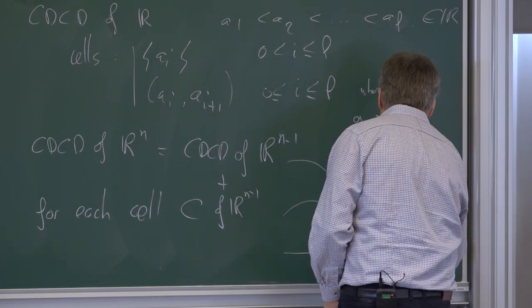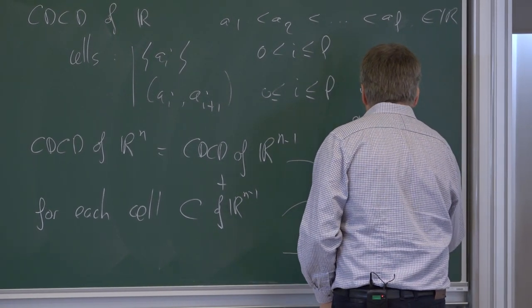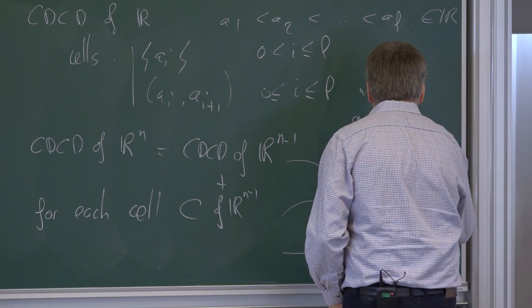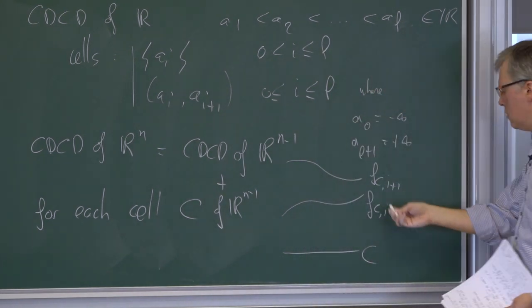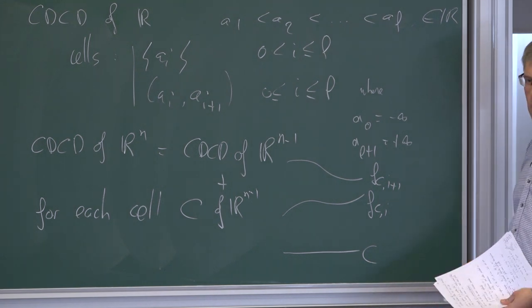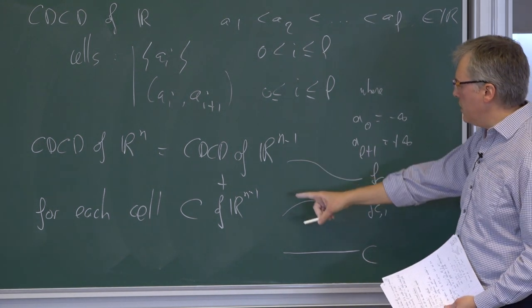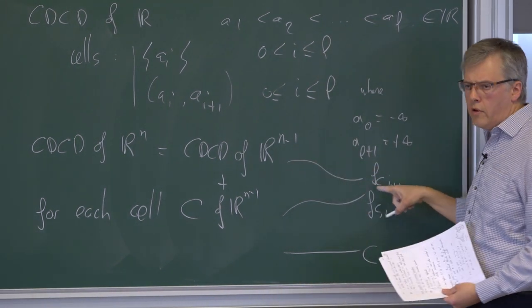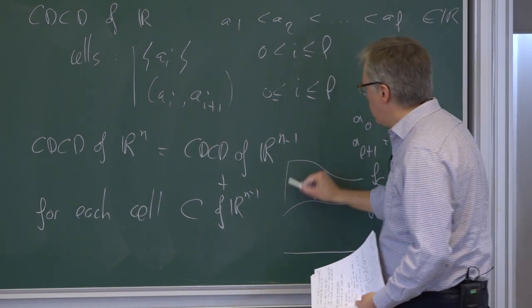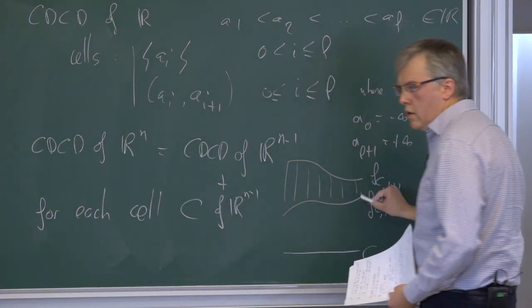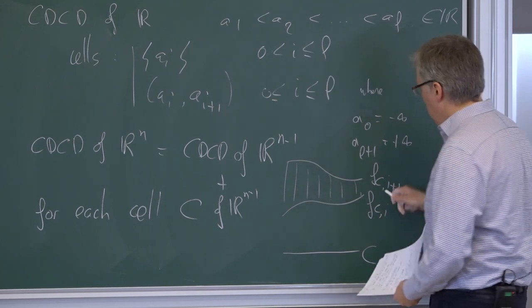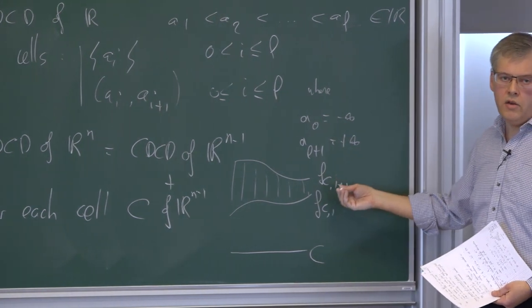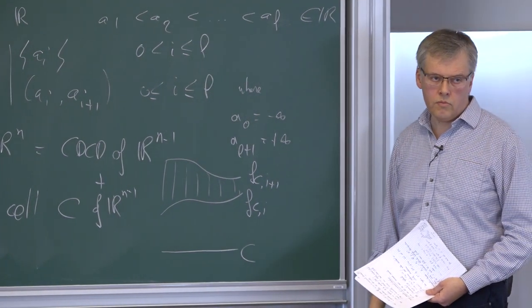So this is f_{i+1}, and f_{i+1} is greater or equal to f_i. And so what are the cells in R^{n+1}? Well, you have the graphs of those functions, and you have the bands here. Okay, and you are allowed to take only finitely many functions. I hope this is clear.